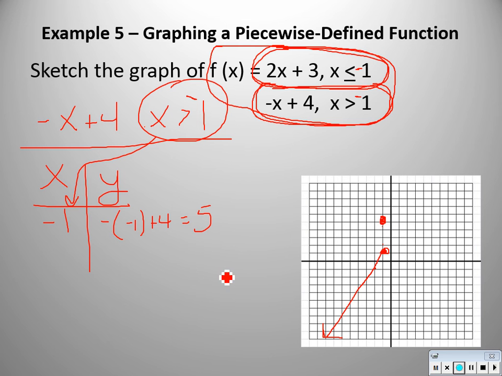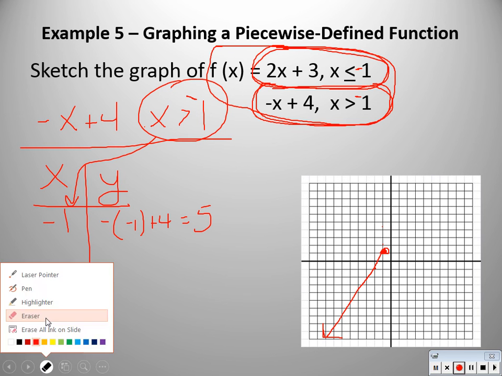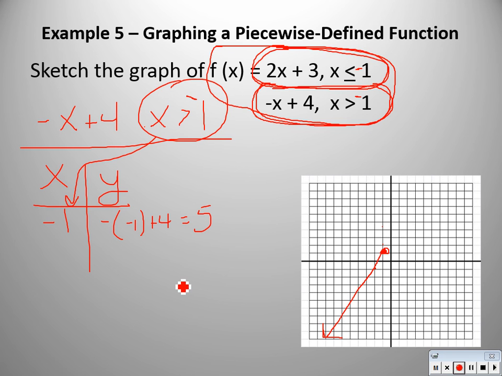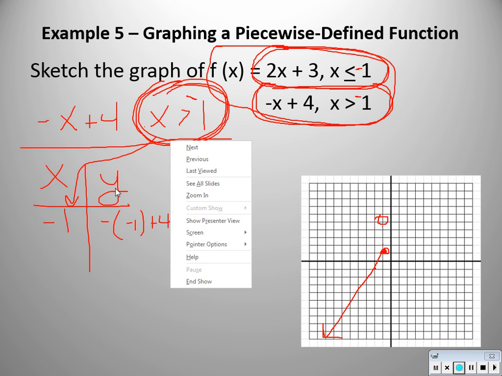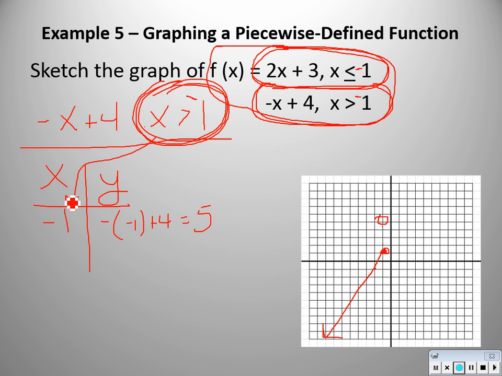But remember with this, I should back that up a little bit. Because I have x greater than -1 and not equal to -1, when I go to put this point on the graph, I actually want to make it an open circle and not a closed circle. So 1, 2, 3, 4. I want to go open circle here instead of a closed circle. That's basically to symbolize that x does not equal -1 for -x plus 4. So that's where the open circle comes from.